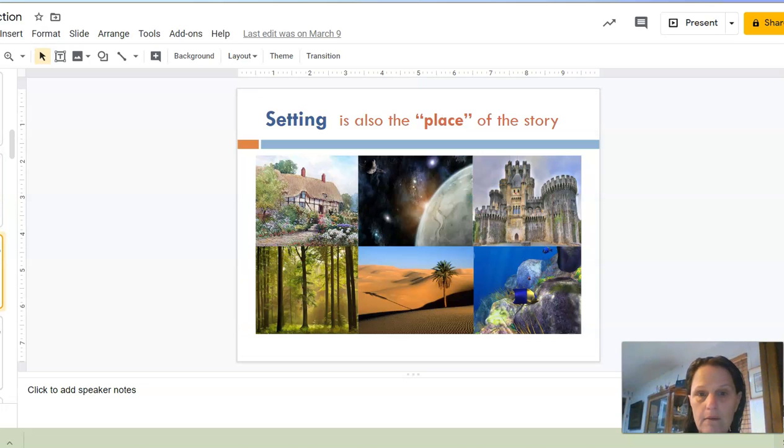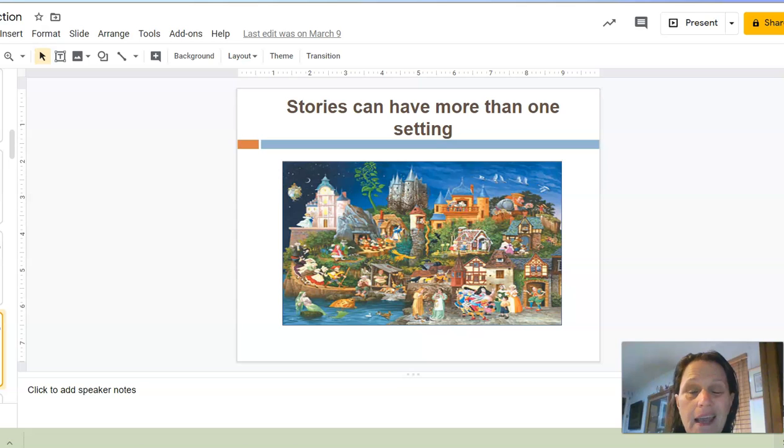Okay? A setting is also the place in the story. Maybe a lovely cottage in the woods, or maybe just the woods, or out in a desert, or in the ocean. How about a beautiful castle? How about out in space? Those are all places that a story can take place. And stories can have more than one setting. You'll see the characters move through different places in the story. So different things can happen in different places in the story. Tomorrow we will talk about characters in a story. Today we just touched on setting.